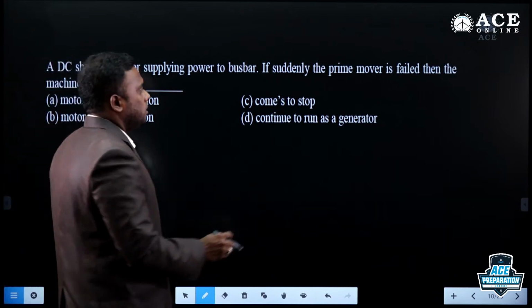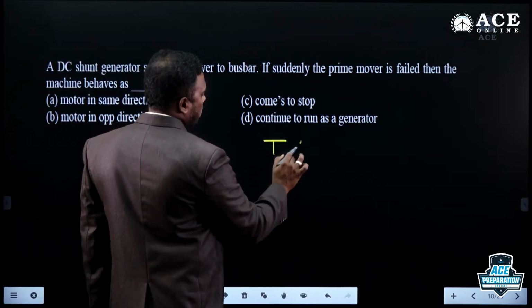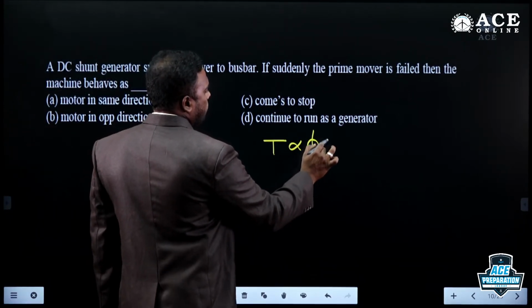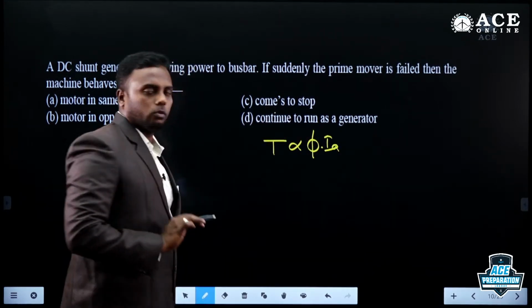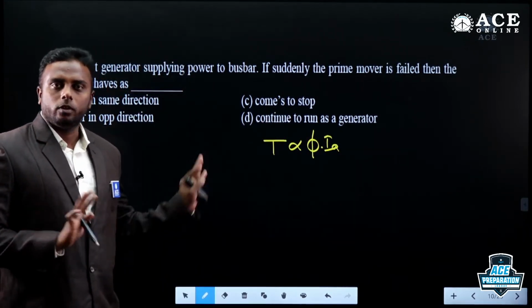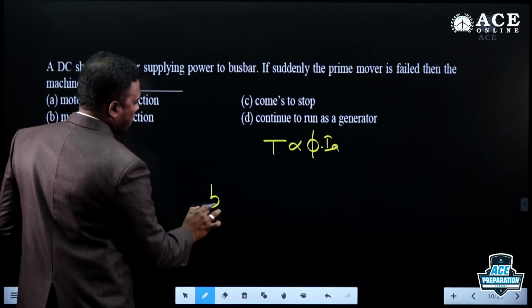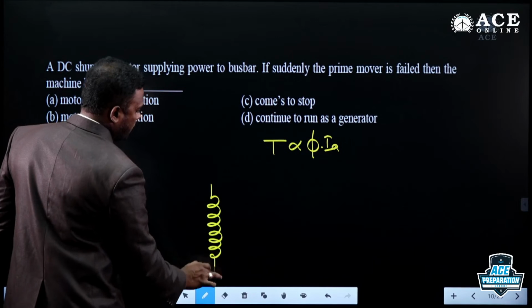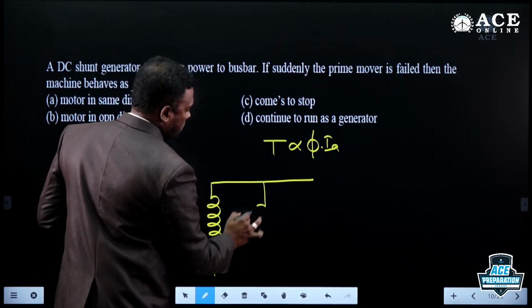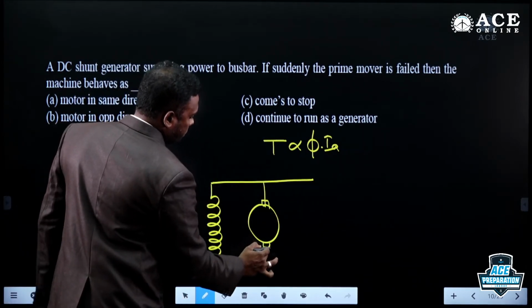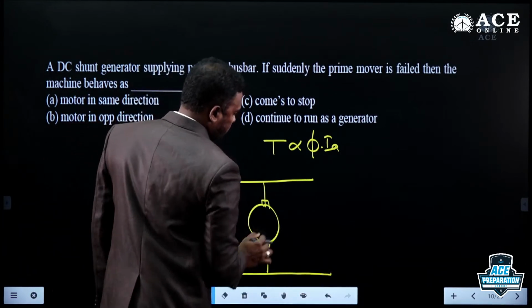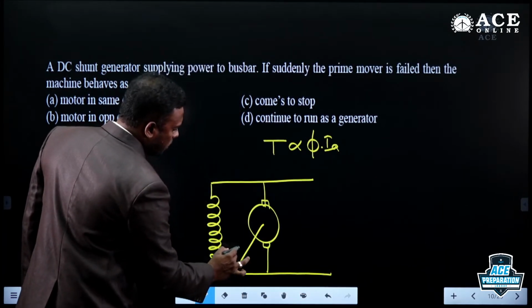And one equation: in DC motors, torque is proportional to the product of flux and current. So this equation you should know. Then you can answer this question. Let us consider first a DC shunt generator, rotating clockwise.